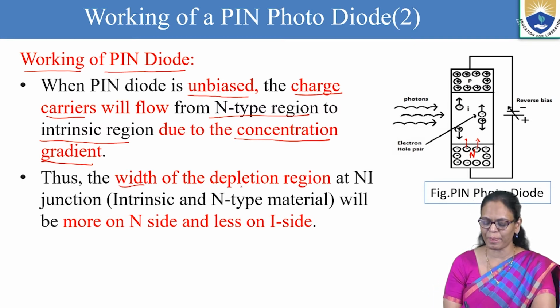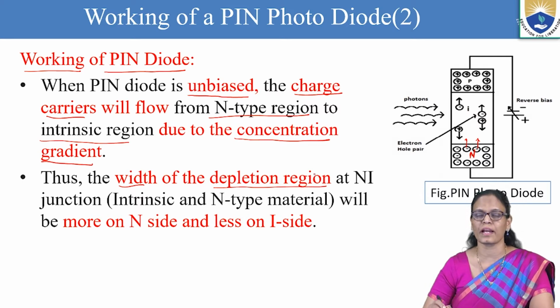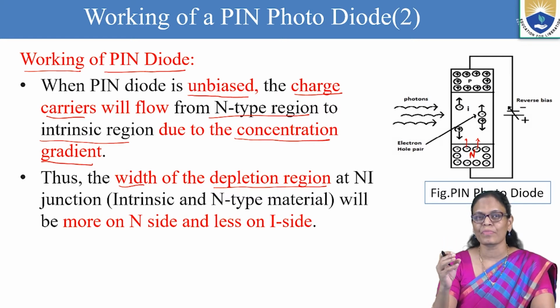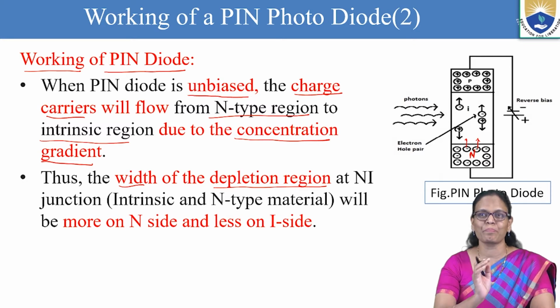Then the width of the depletion region. So what is a depletion region? We need to understand. When there is movement of charge carriers from N into the I, on the N side, there will always be immobile positive ions that are stuck to the crystal lattice. And in the intrinsic region, there will be negative ions. And because of this, the region that is developed is depleted of charges and it has only immobile positive and negative ions, and we call it as depletion layer.